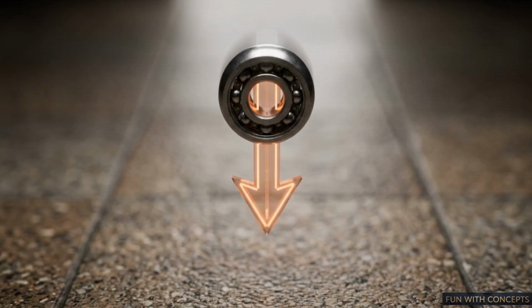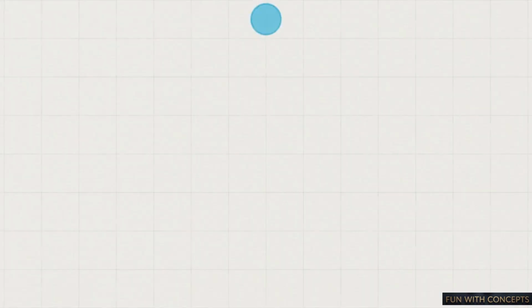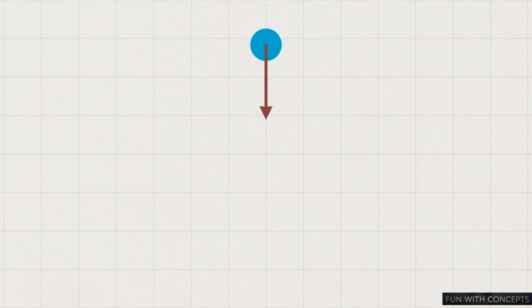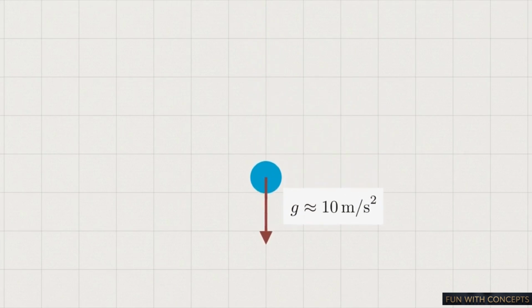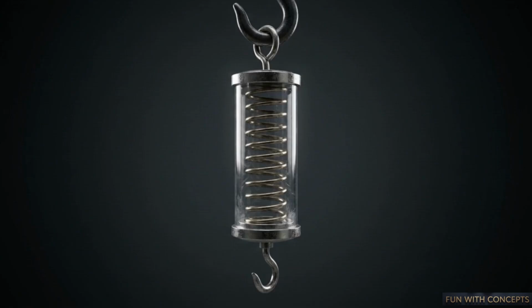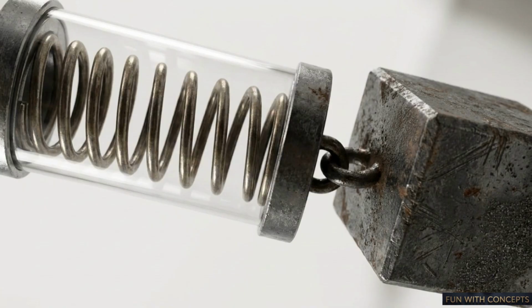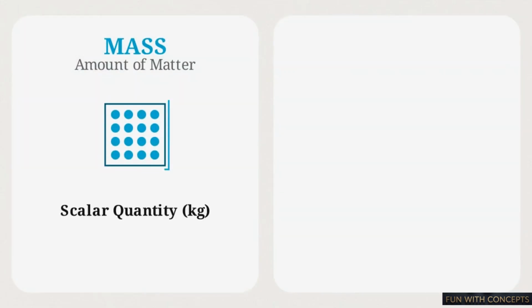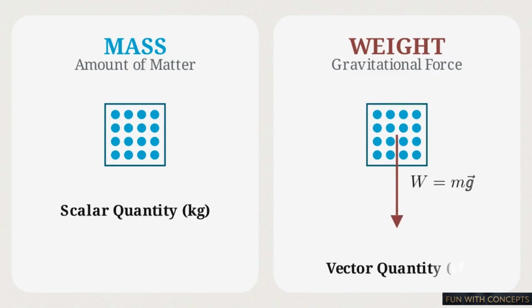These same principles apply vertically. When an object is dropped, the force of gravity pulls it toward the Earth's center. This force causes a falling object's velocity to increase every second. We represent this constant downward acceleration as g, roughly 10 meters per second squared. A spring balance measures this gravitational pull. The extension of the internal spring is directly proportional to the force acting on the mass, which we record as weight in newtons. While mass measures the matter itself, weight is a situational vector that depends entirely on your location in the universe.